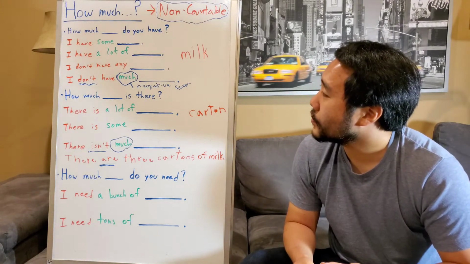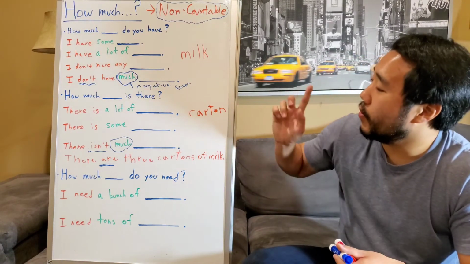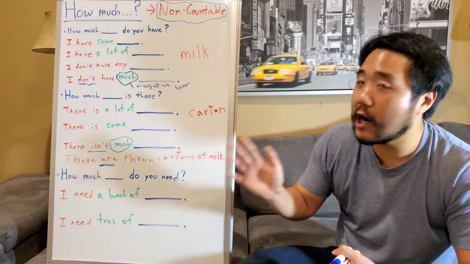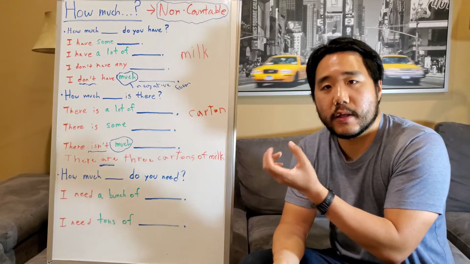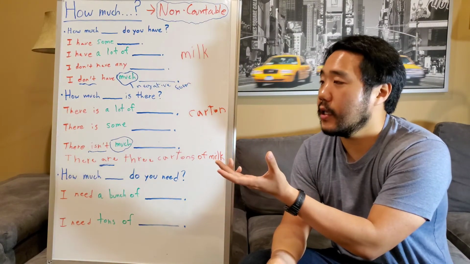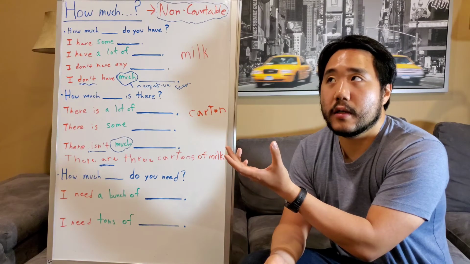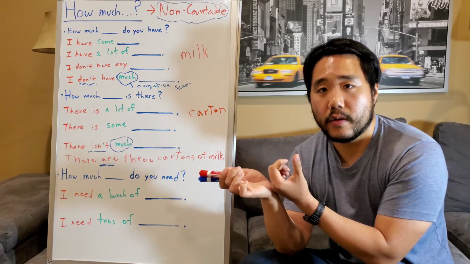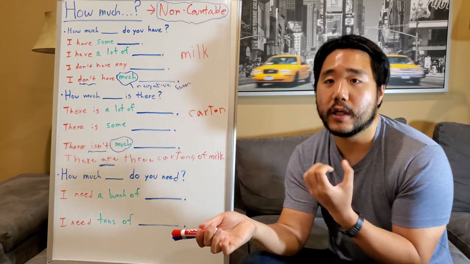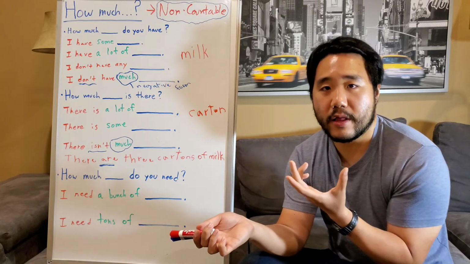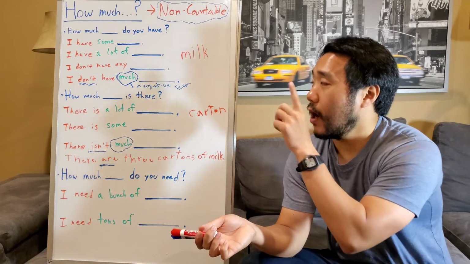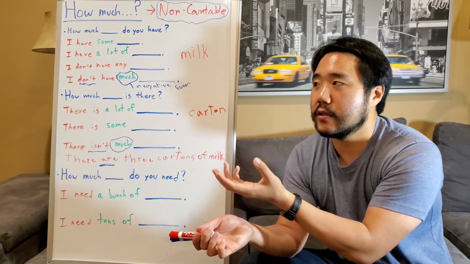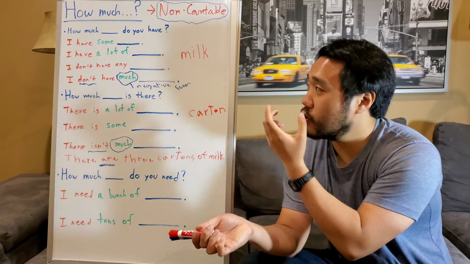So, one more time to wrap it up. For how many questions, the countable noun, let's say the noun is apple, it has to be in a plural form. So how many apples do you need? How many apples are there? And then for how much, since non-countable nouns have no singular or plural form, you just leave it as it is.